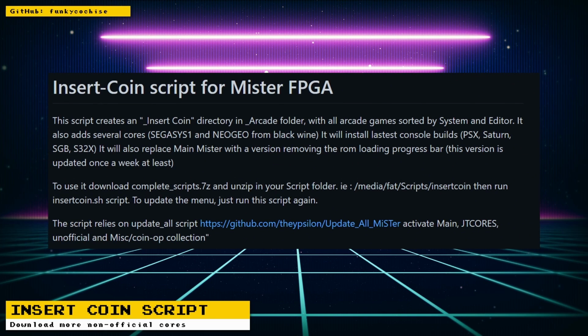A script I just recently found out about called Insert Coin, developed by Funkycochise, offers a couple of features that other scripts might not have. For instance, this script can download cores not officially released, like Sega System 1 and Blackwine's alternative Neo Geo cores. It also installs the latest builds of the Saturn core. This script will also remove the progress bar you see when you load a game. It's not a standalone script, it still relies on Update All. And in Update All, you must activate the JT Cores, Unofficial, and Miscellaneous CoinOp Collection options.